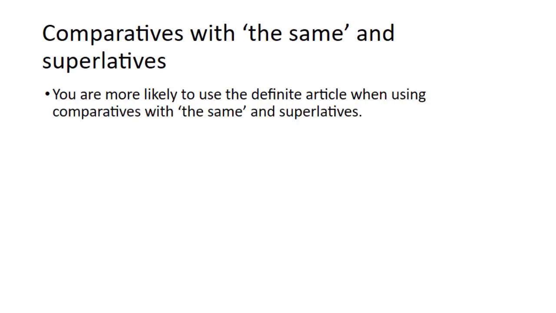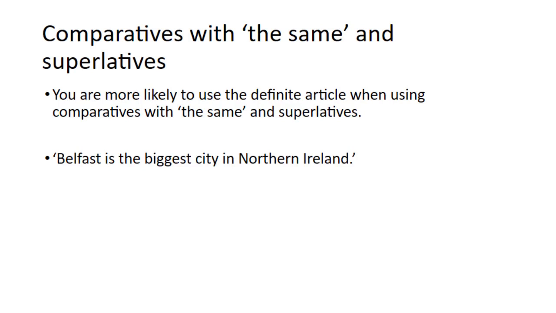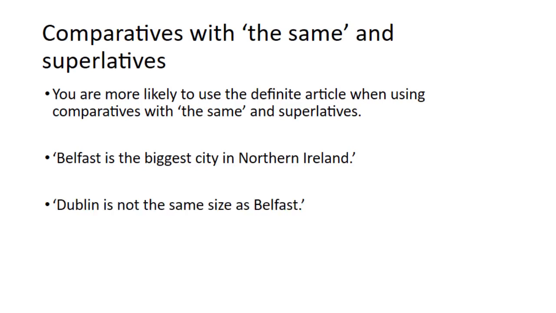So comparatives with same and superlatives, you're more likely to use the definite article when using comparatives and superlatives. Belfast is the biggest city in Northern Ireland. Dublin is not the same size as Belfast. So the biggest city is the noun phrase there, the biggest city. The same size, the same size. Again, it's specific, all right, it's definite.